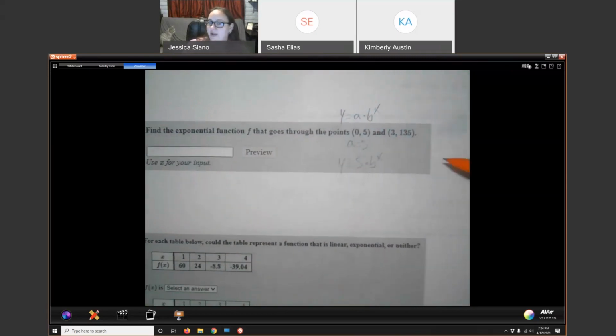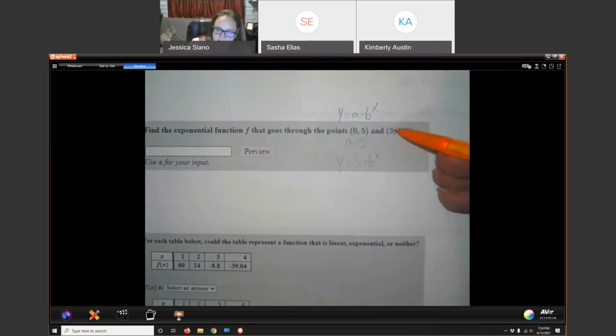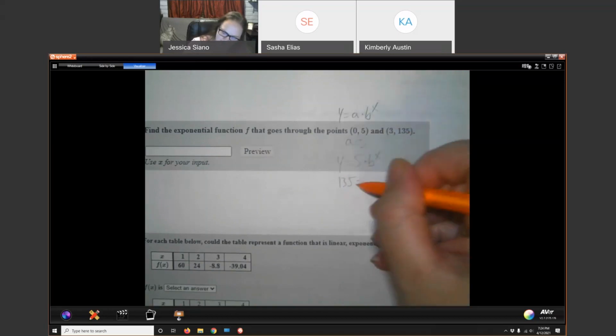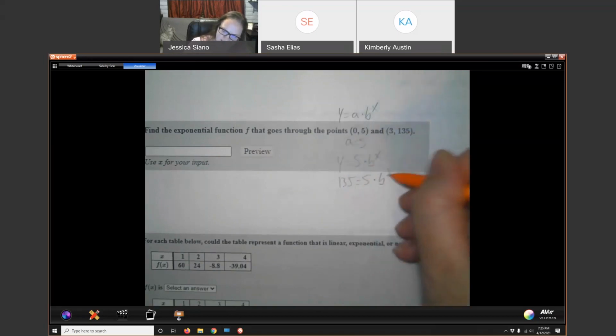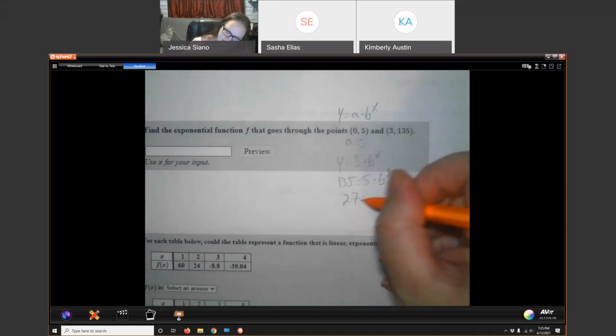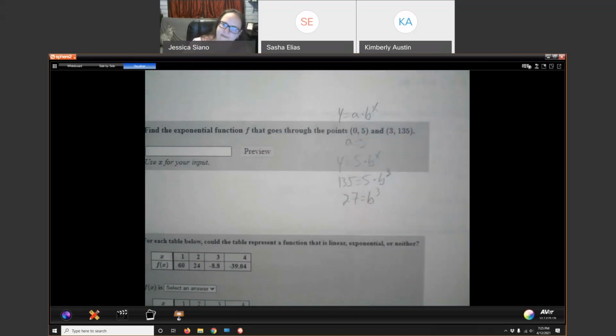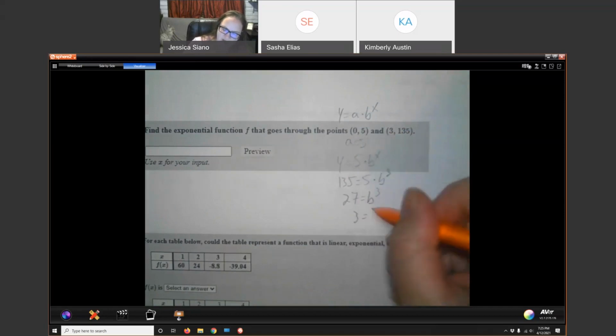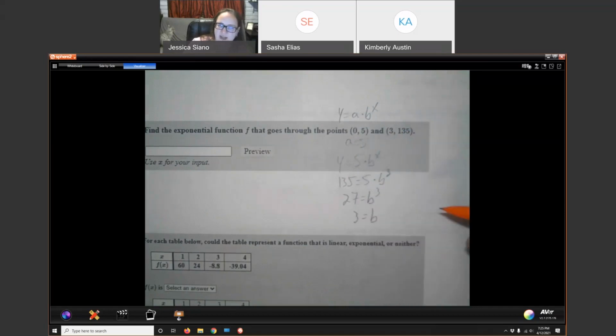Is this the way you were doing it before? Yeah. And then I take x and y and I plug them in. So I'm going to say x is 3 and y is 135. 135 equals 5 times b to the third. And then I solve for b. So I'm going to divide both sides by 5, and then take the cube root. The cube root of 27 is 3. So that means b is 3.